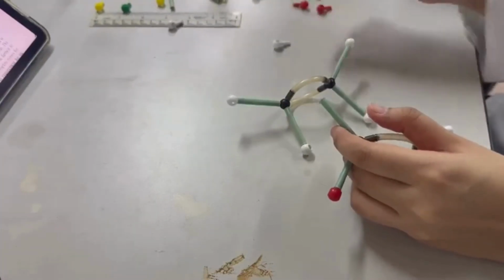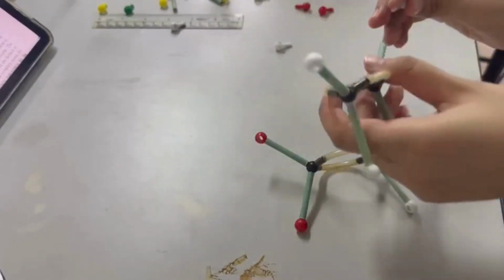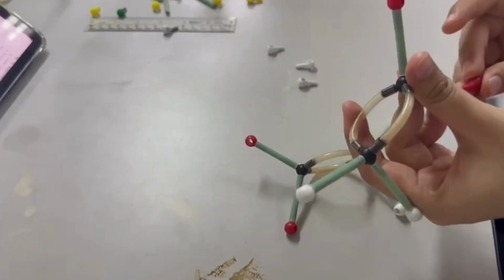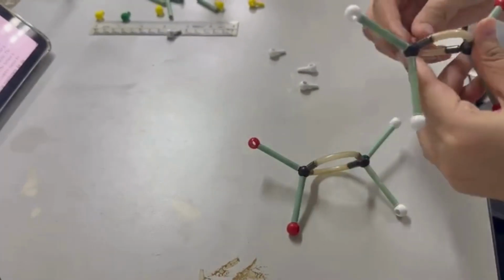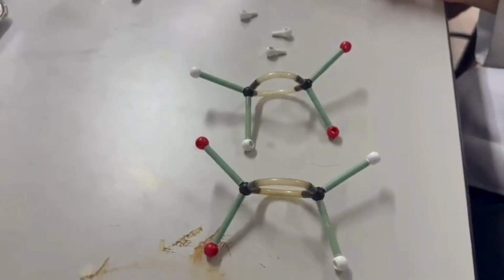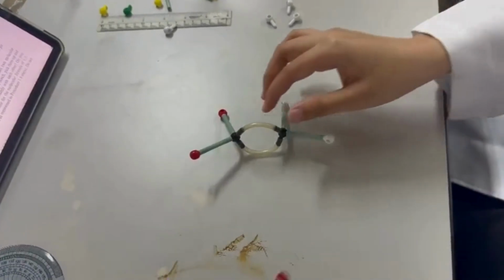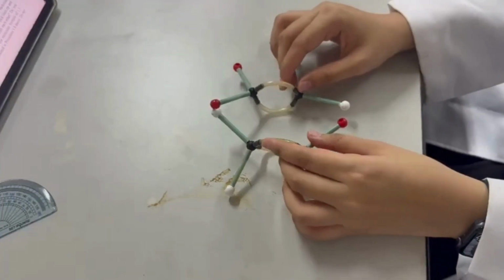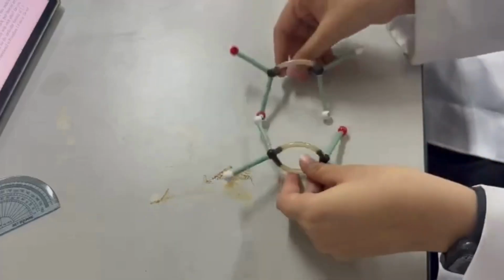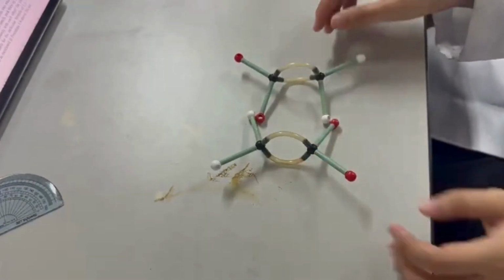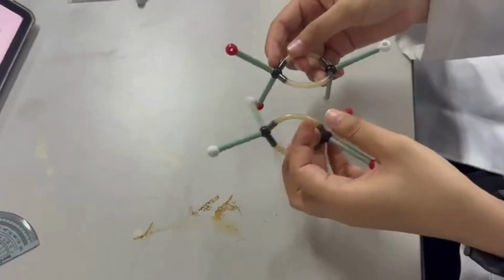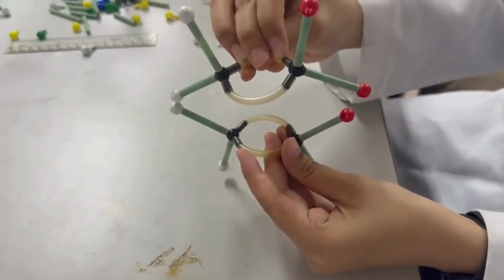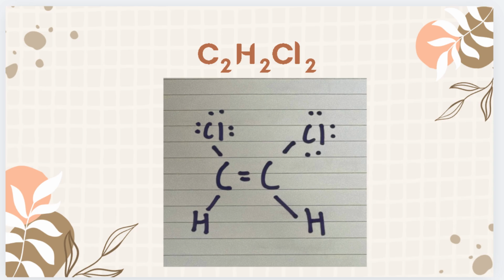Next, we change the structure again by adding a second chlorine atom to the exact same carbon atom on both models. This gives us 1,1-dichloroethene. These models superimpose completely and represent the exact same molecule. Here is the drawing.